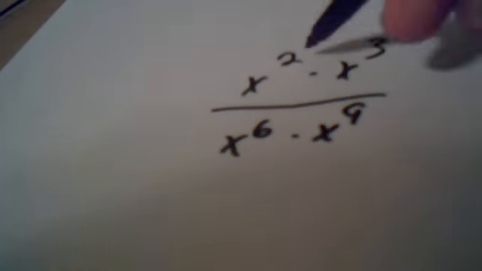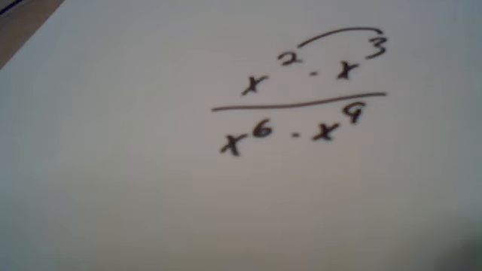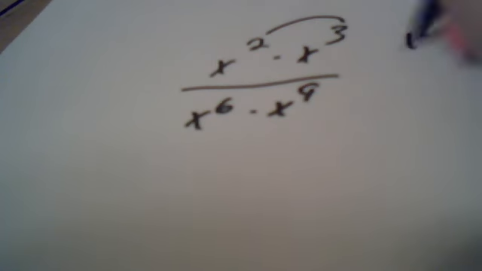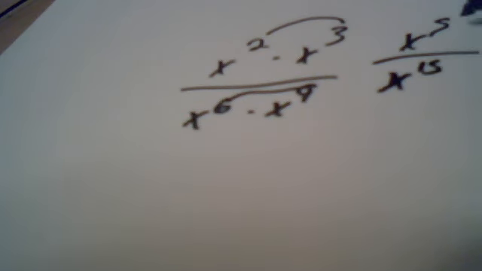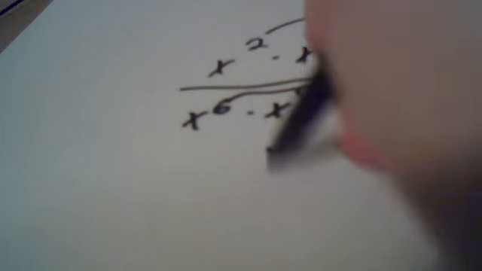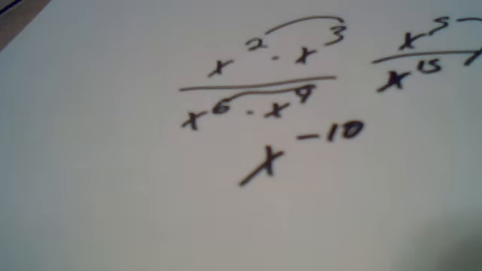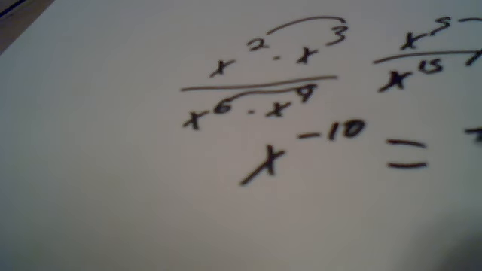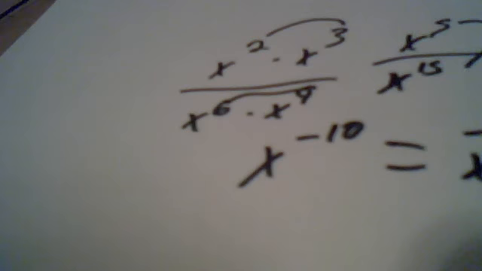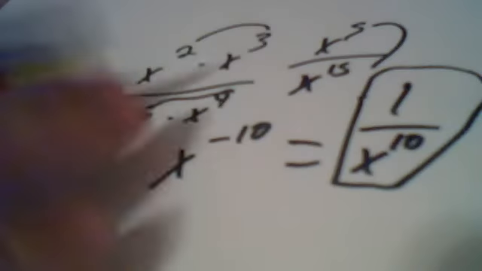What we do when we're multiplying monomials, we add the exponents. We get x to the 5th. We add these exponents, x to the 15th. We subtract. We get x to the -10th. And like we do in all our other ones, we have to write it as 1 over x to the 10th.